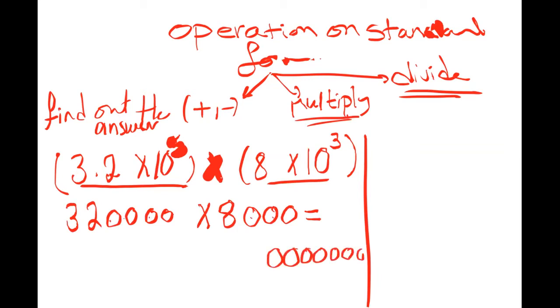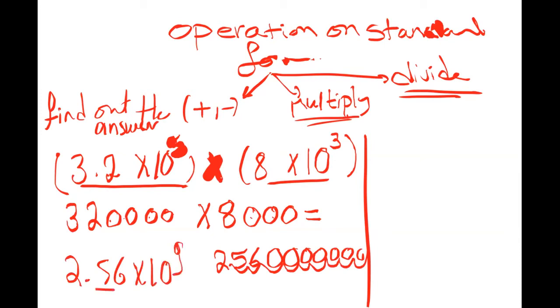Then we multiply 8 by 32 on the calculator to get the answer. It will be 256. This is my answer, but it's not in standard form. Then we put it back in standard form. So 1, 2, 3, 4, 5, 6, 7, 8, 9. So it becomes 2.56 times 10 power of 9. Okay, but why do we do it like this? If I put it on the calculator, I will get the same answer. Yes, if you put it on the calculator, you will get the same answer.